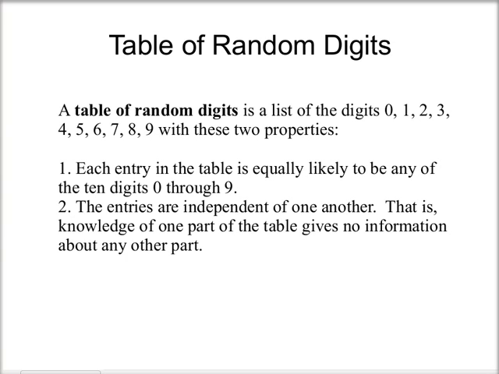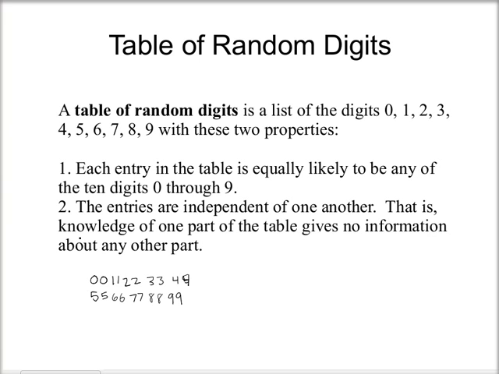A bad example of a table of digits that wouldn't qualify would be a table that had 0, 0, 1, 1, 2, 2, 3, 3, 4, 4, 4, 5, 5, 6, 6, 7, 7, 8, 8, and 9, 9. This is not a good example because if I look at the first 6 digits and I've got 2 zeros and then 2 ones and then 2 twos, I could guess that next I would see 2 threes. That's not good because that breaks number 2 here.